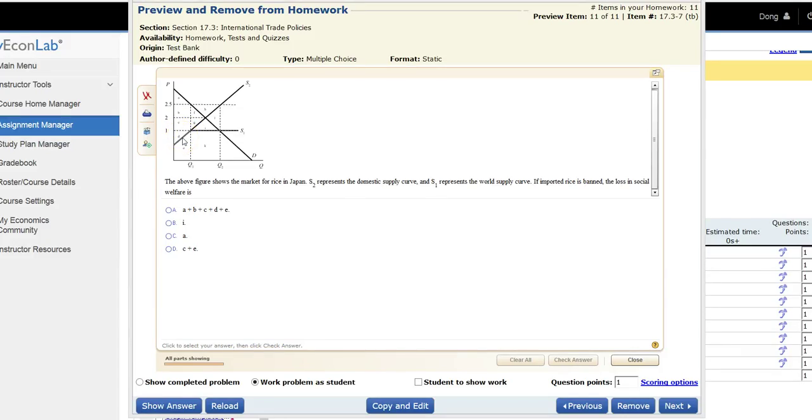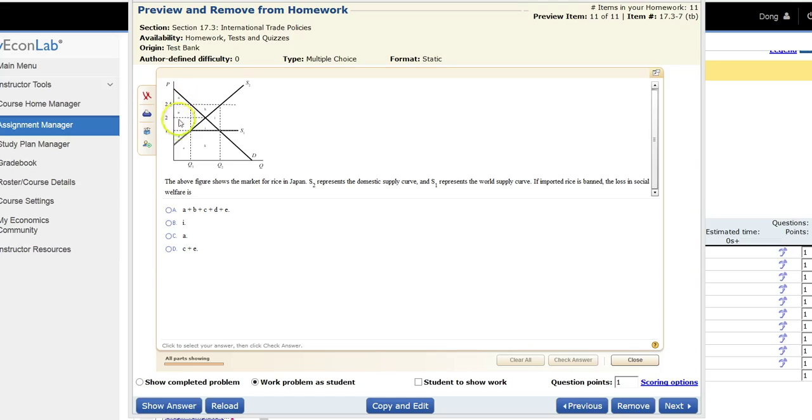That's the producer surplus before the ban. And the consumer surplus is the area between the price and the demand curve. So that area is this total A plus B plus C plus F plus G plus I here. So this total area is the total social welfare. And after the ban, because the new equilibrium is the point right here, the new consumer surplus is A plus B plus F.